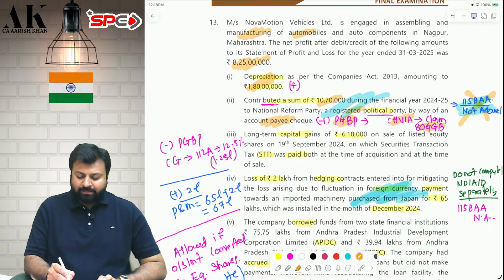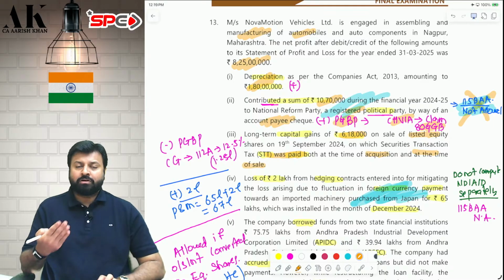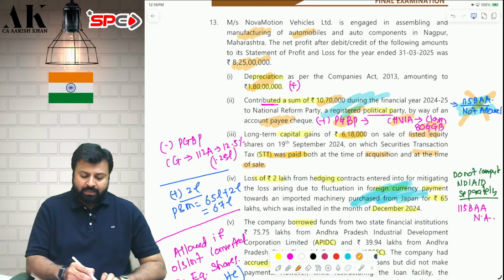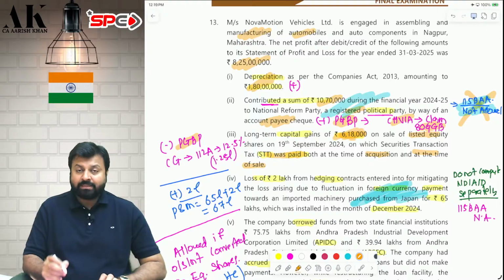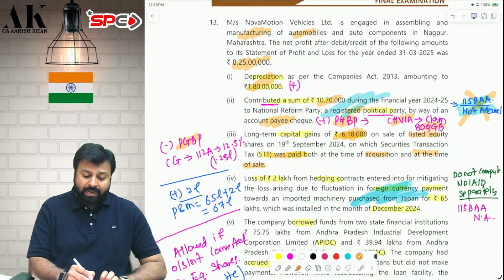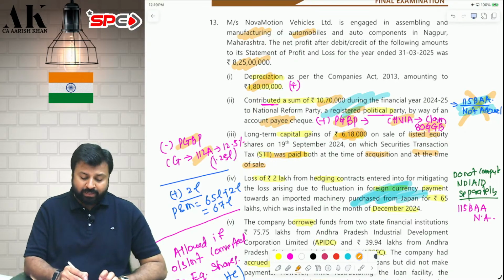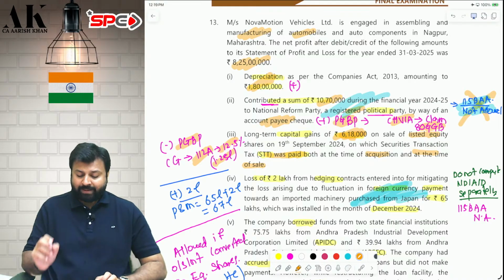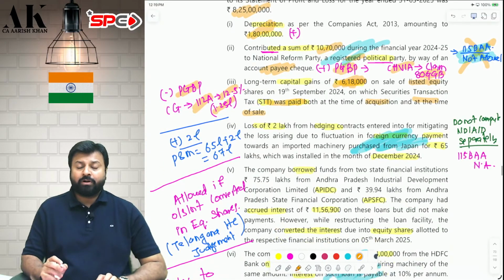Next one, there is some long-term capital gain of 6,18,000 rupees on listed equity shares on which STT is paid both at the time of purchase and sale. Therefore, this long-term capital gain is covered in 112A. Therefore, reduce 6,18,000 from PGBP and show it under capital gains, and in capital gains 112A will apply: 12.5% tax in excess of 1.25 lakhs.